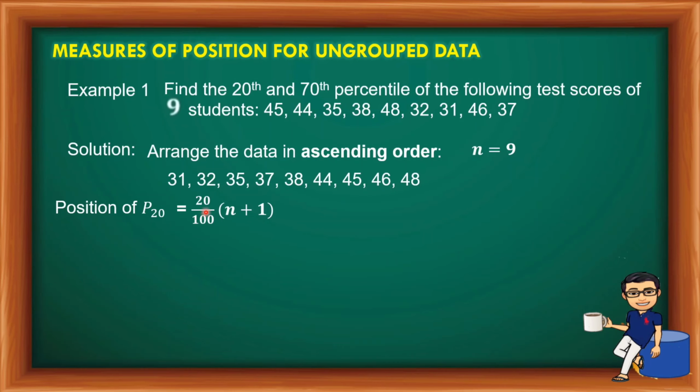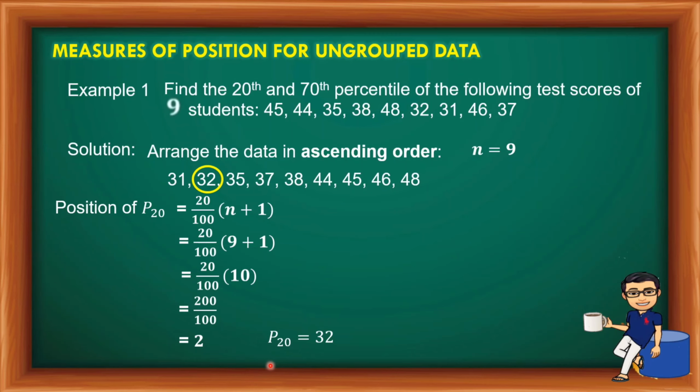So yung k lang naman yung papalitan natin which is 20, and this is 20. Then we substitute 9 here sa n kaya magiging 9 plus 1, and 9 plus 1 will be 10. 10 times 20 is 200 over 100, at pag divide ito, that is 2. So, ibig sabihin, ang 2 ang position of percentile 20. So, titignan natin, gamit ang ascending order already, alin yung pangalawa, ang position 1 and 2.